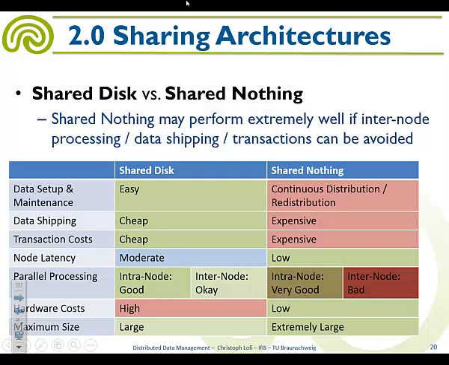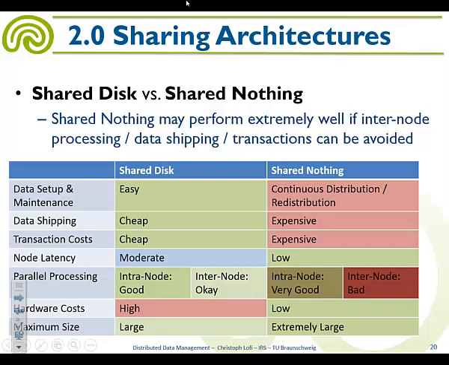So this is a chart. I mean, you have to take it very carefully. It's not 100% correct. It always depends on how you implement these systems. So usually people consider shared disk systems easy to maintain. Data shipping within different nodes should be cheap because there's a high performance network between these systems and they can read from the same main memory. Transaction cost should be cheap.